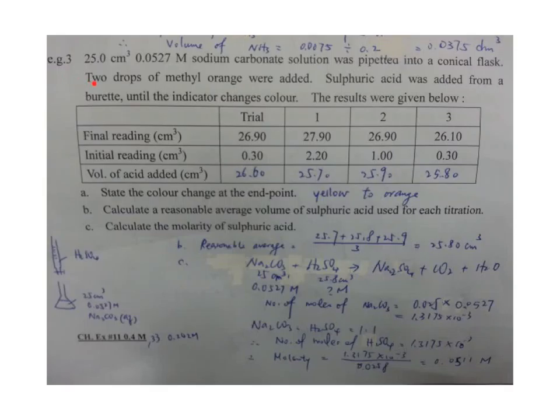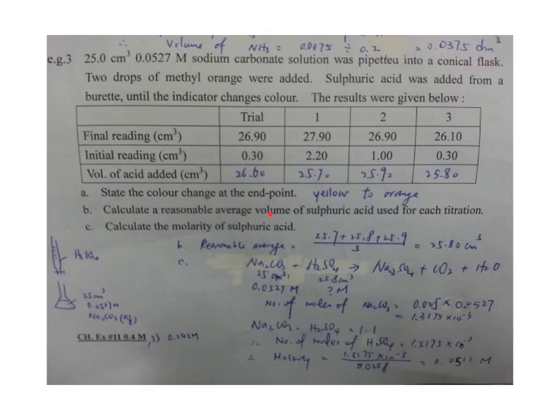Okay, so example 3 is a very typical question that will appear in the public exam. So listen carefully. Let's first look at the question. State the color change at the endpoint. Endpoint means when the color of the indicator changes sharply, that will be the endpoint. It is called endpoint because when the color of the indicator changes sharply, we will end the titration.